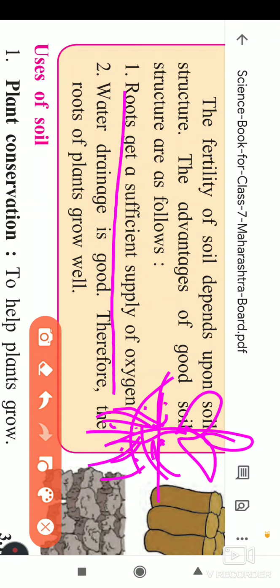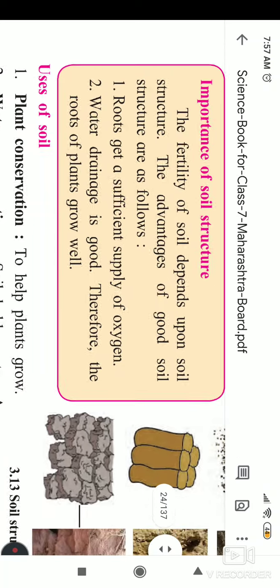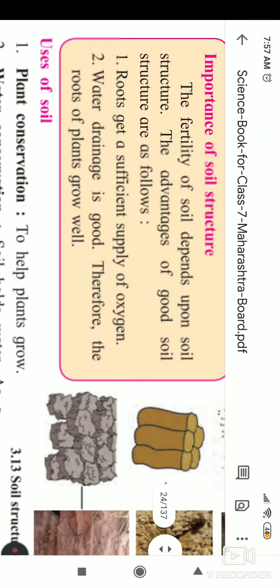Next, water drainage is good. If excess water is there, what happens to the roots of the plants? They rot. To avoid this, if the soil is arranged loosely, then when the water falls, it drains away and flows away from there, and the roots will not rot. So the roots of the plant grow well. So this is the importance of soil structure.